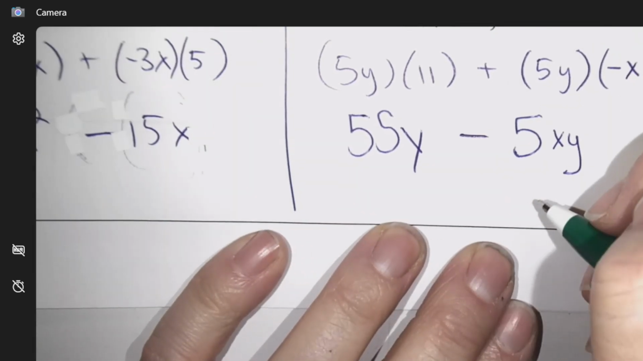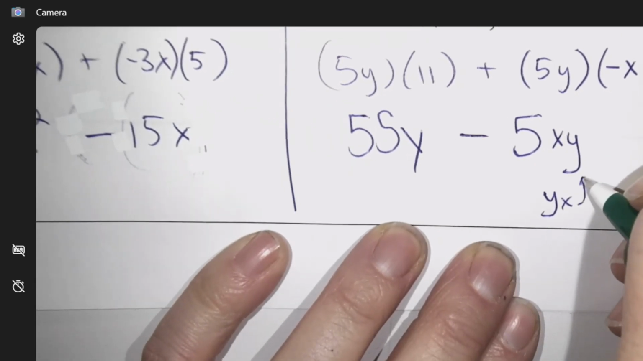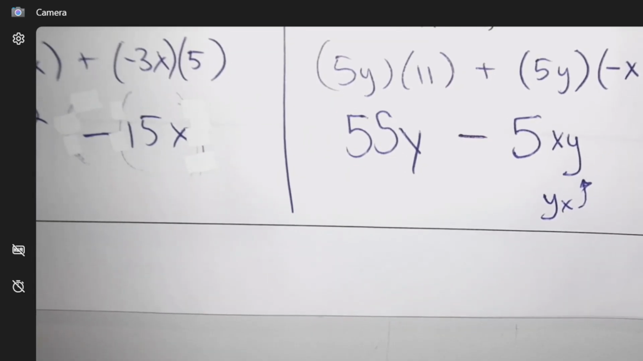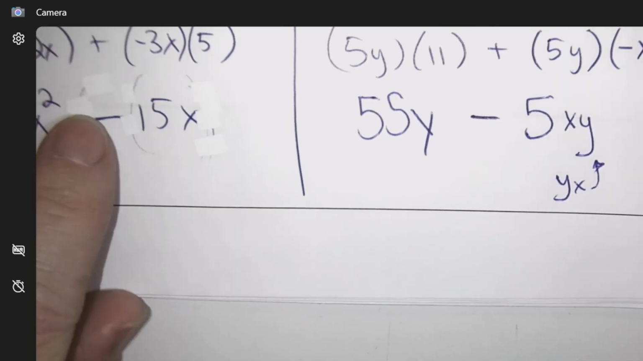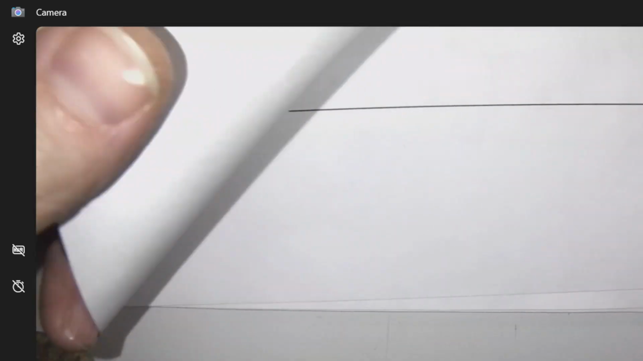Did anybody write yx? Okay. If you did, it's all good. It's fine. Okay. If you ever see me writing things, I always write them alphabetical no matter what. So if I ever see a B times an A, I probably would never write BA, even though it's correct. I always write AB, just alphabetical. I don't even know that. Well, then you don't have to worry about it.